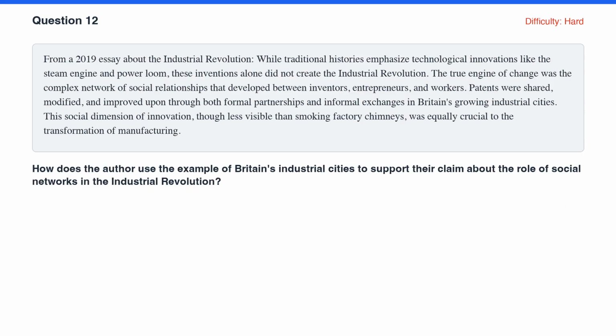Question 12 of 25. Now it gets harder. This passage is titled The Social Engine of Innovation. The passage argues that the Industrial Revolution was driven not just by inventions like the steam engine, but by the social networks connecting inventors, entrepreneurs, and workers. The question asks how the author uses Britain's industrial cities as evidence for that claim about collaboration.